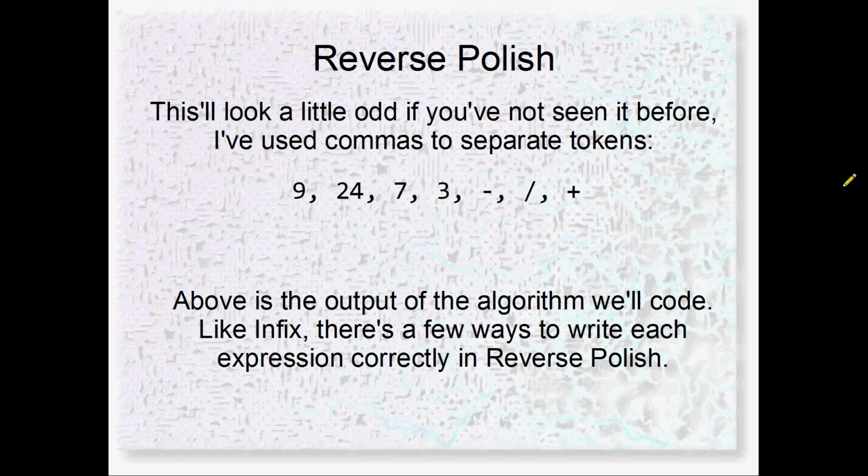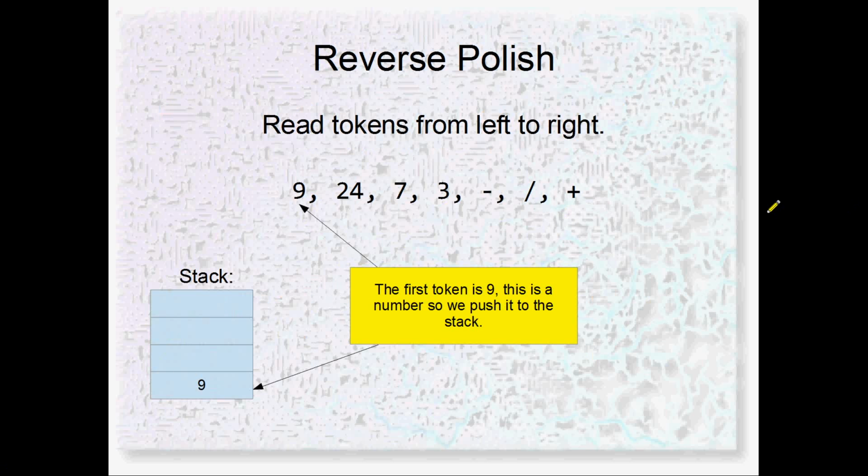That's good. Let's have a bit of a look. So this is the exact same expression as before, only this time it's not in infix notation, it's in reverse Polish. This is going to look a little weird if you've not seen it before, but this is exactly the same expression. I put commas in to separate the tokens here. So this happens to be the exact output of the shunting yard that we're going to look at when we give it the infix expression from earlier.